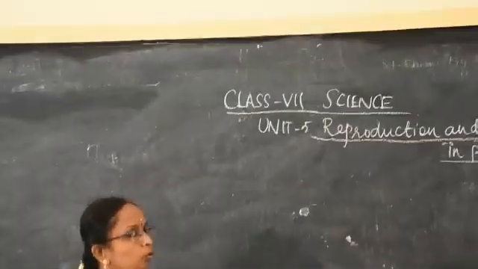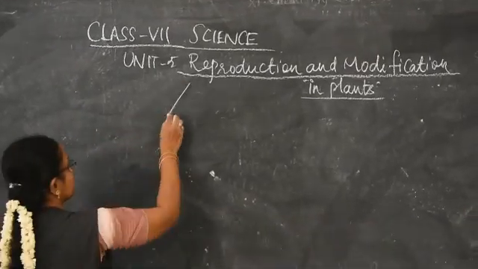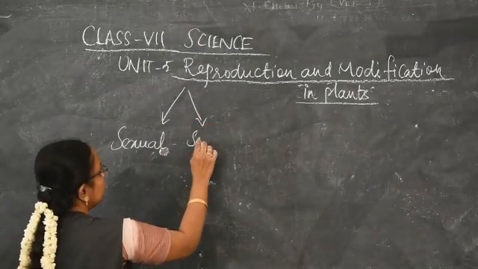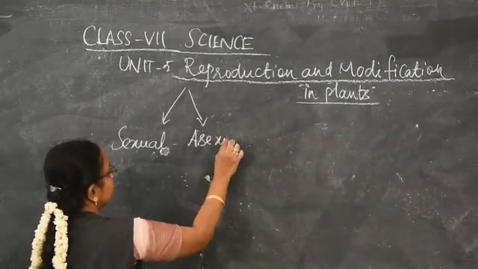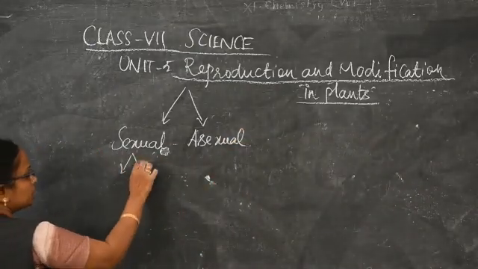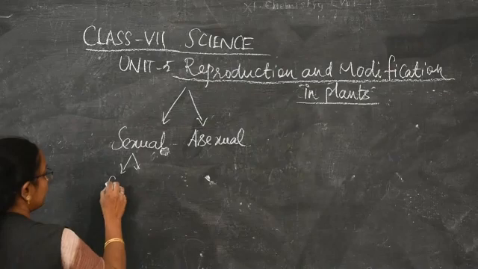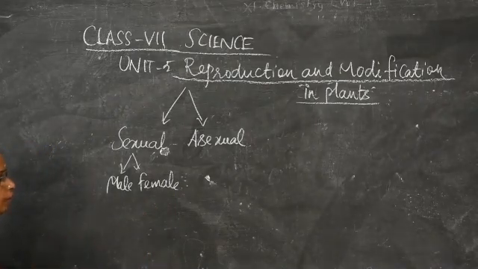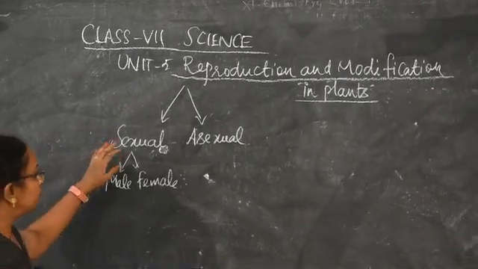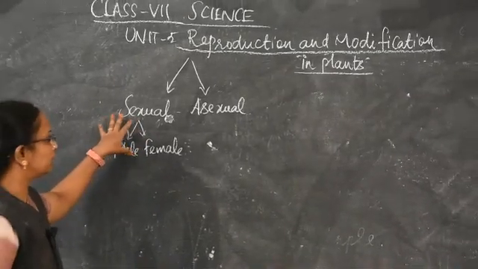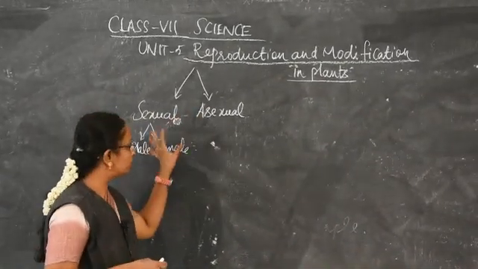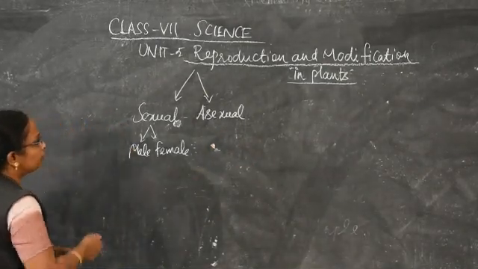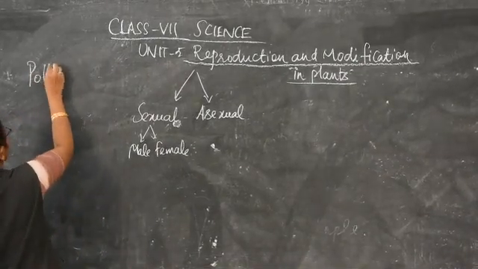So, in this lesson, what we have learned is reproduction, two types of reproduction: sexual reproduction and asexual reproduction. Sexual reproduction involves the sex organs, male and female. The reproduction which involves the male and female sex organs is known as sexual reproduction. The reproduction which happens without the sex organs is known as asexual reproduction. Then we are seeing about pollination.